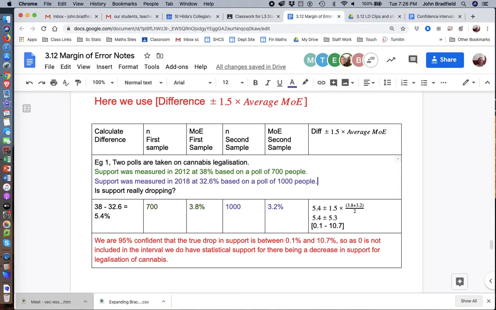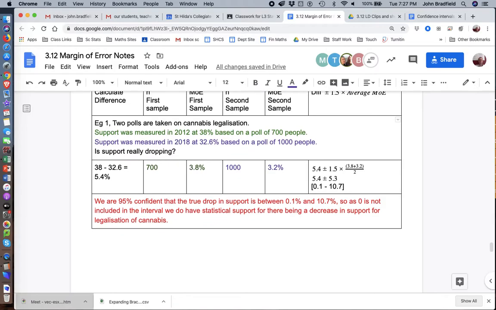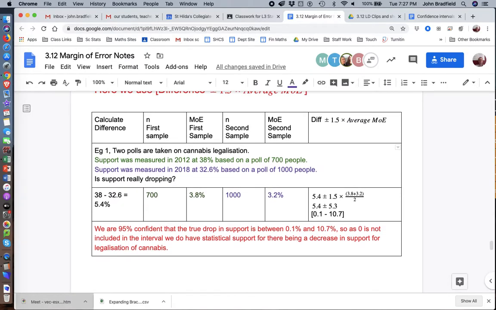Is the support really dropping? That's the question. Or is there statistical evidence for the support for the legalization of cannabis dropping? That would be a better way of wording that. Okay, so we've got a few numbers to deal with here. The difference is reasonably simple. We go 38 minus the 32.6. So the difference initially between the two, we see a drop of 5.4%. So it has dropped according to the surveys anyway.